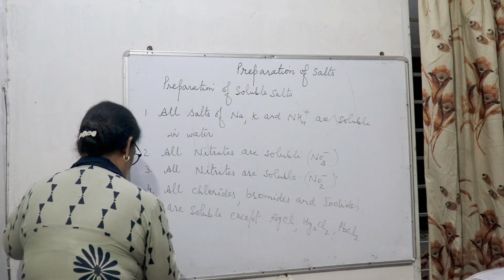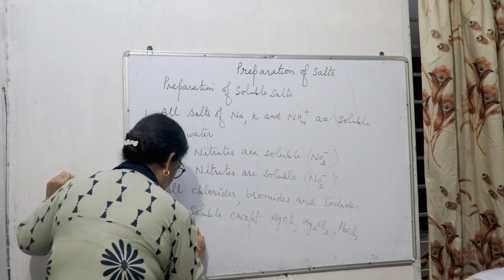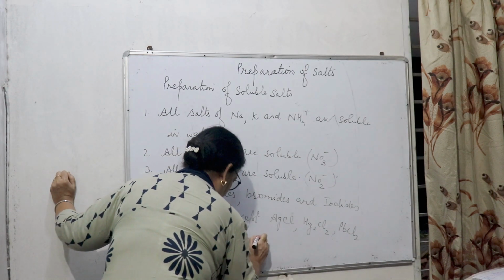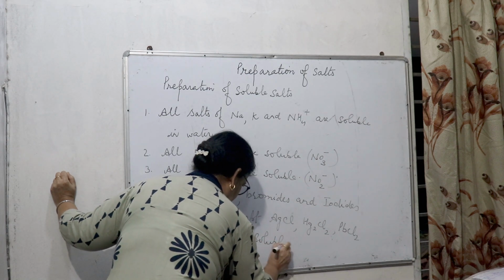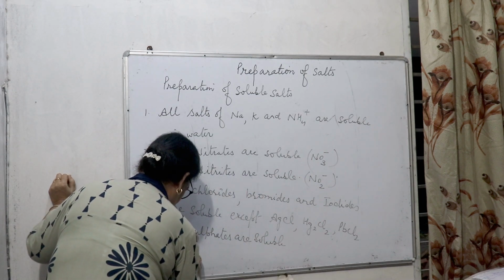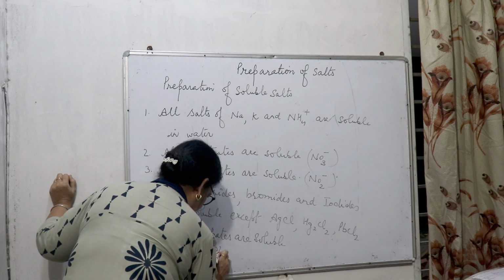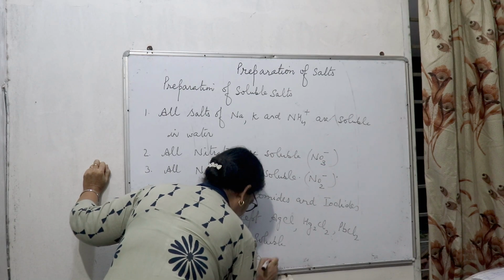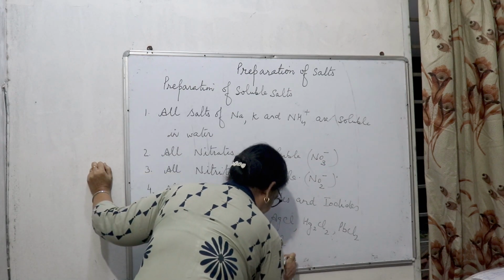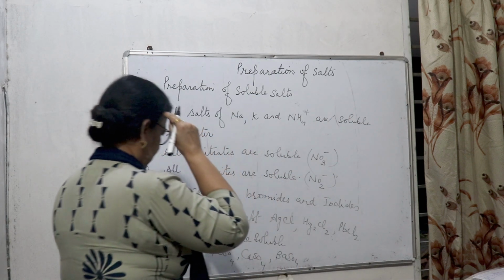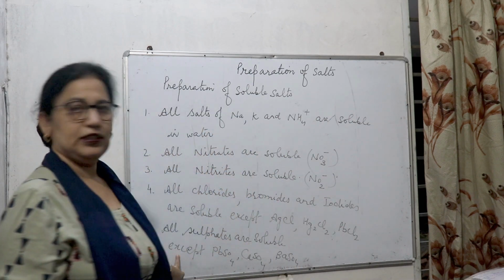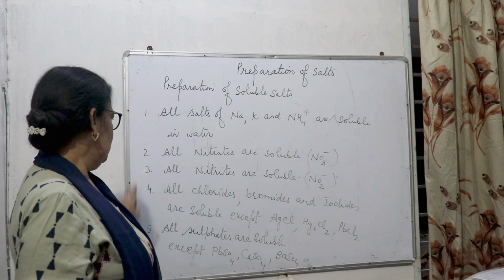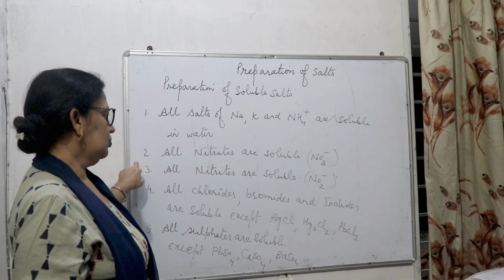Next one, all sulfates are soluble except lead sulfate PbSO4, calcium sulfate CaSO4 and barium sulfate, that is BaSO4. So all sulfates are soluble except lead sulfate, calcium sulfate and barium sulfate. This is the most important part. You have to go through this.